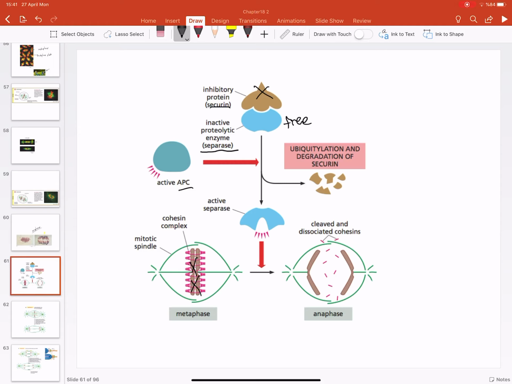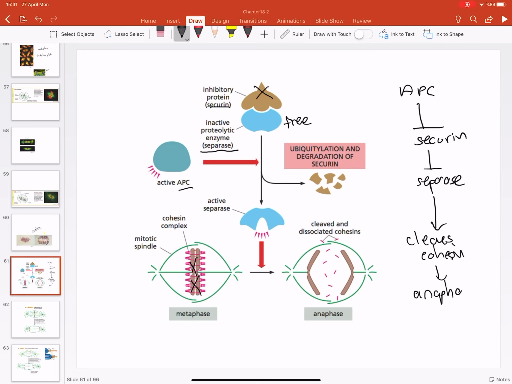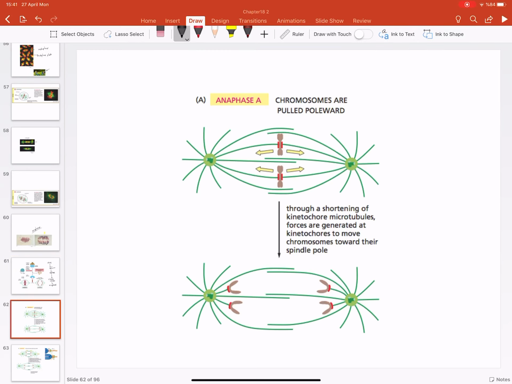Okay, if we write it like a pathway, APC will be active. It is going to block the securin. And securin normally blocks separase. And separase normally cleaves the cohesins so that the anaphase will start. And this is the normal course of events. Now, once the anaphase starts, they are going to be separated.